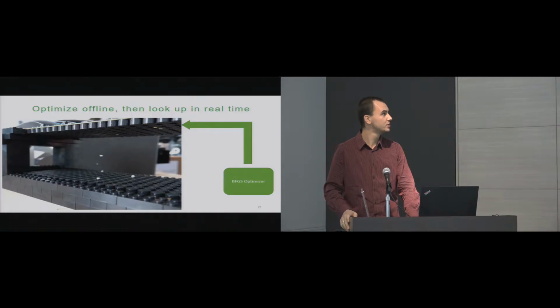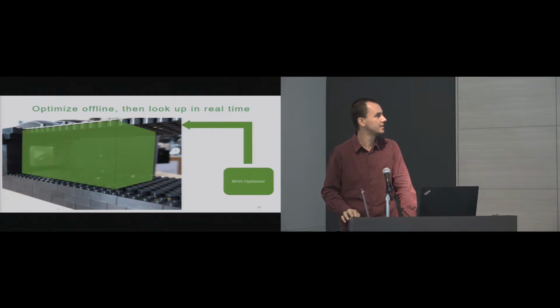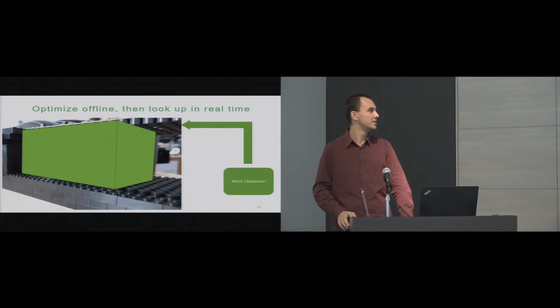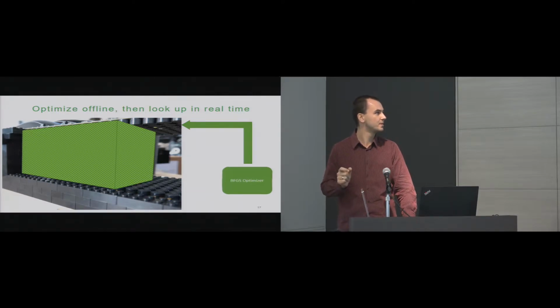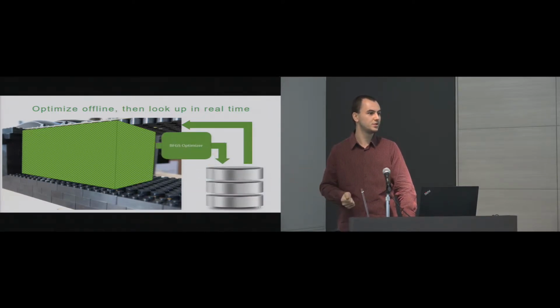So our solution to this problem was, instead of running the BFGS optimizer in real time and trying to respond as fast as possible, we select our levitation volume, we discretize it in a 3D grid, and then for each grid point, we compute phase values using the BFGS optimizer, and we store these values into a lookup table. Then we can use the lookup table in real time to specify phase values to the transducers, and control the levitation trap in real time.